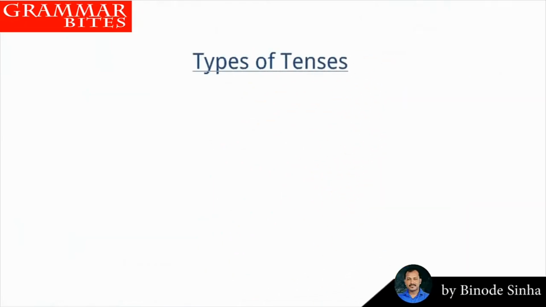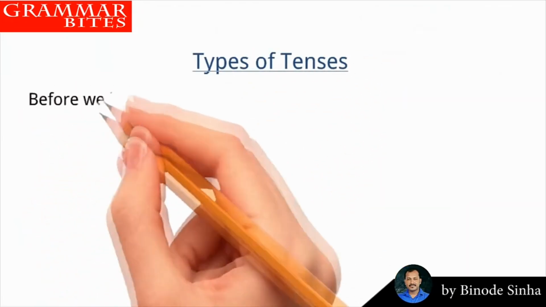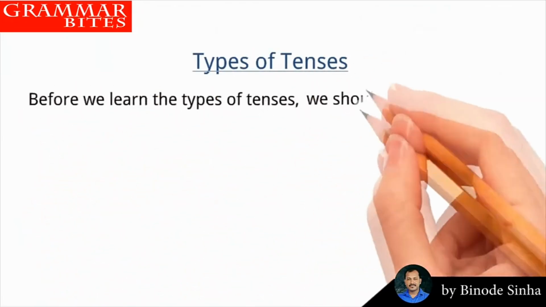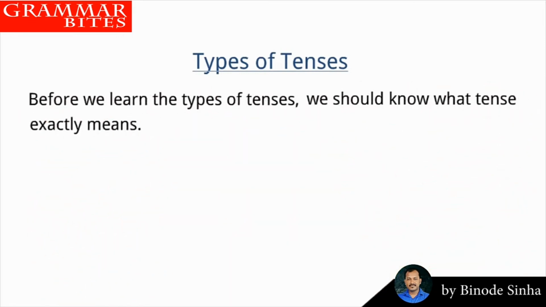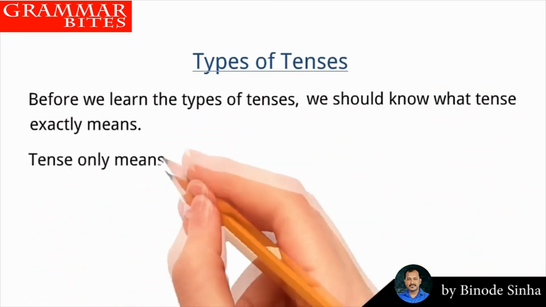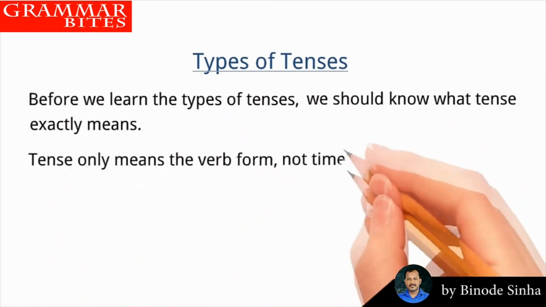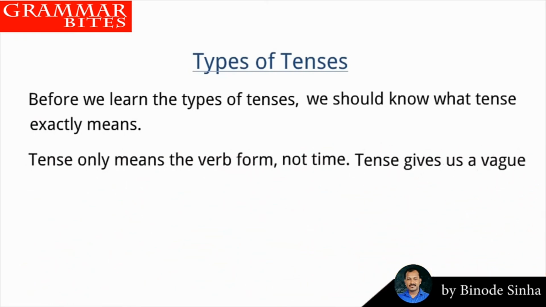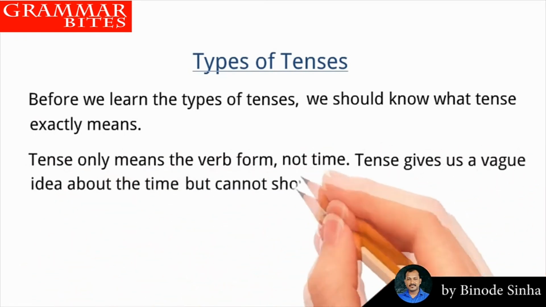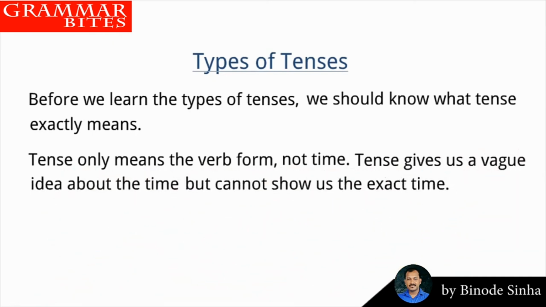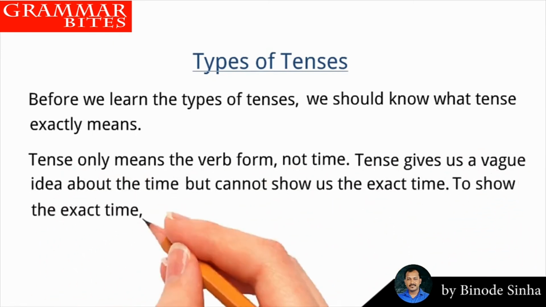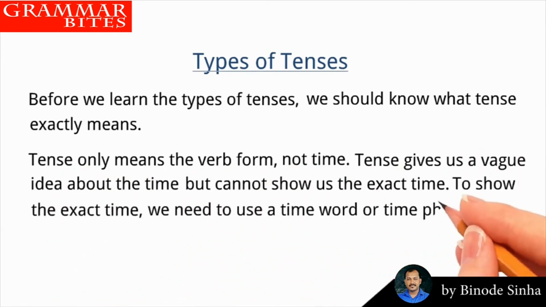Here we are going to discuss types of tenses. Before we learn the types of tenses, we should know what tense exactly means. Tense only means the verb form, not time. Tense gives us a vague idea about the time but cannot show us the exact time. To show the exact time, we need to use a time word or time phrase.